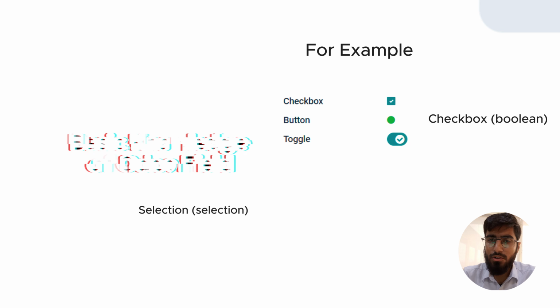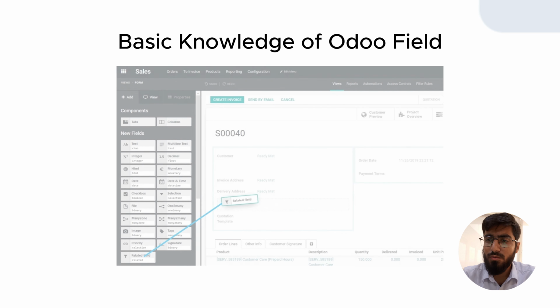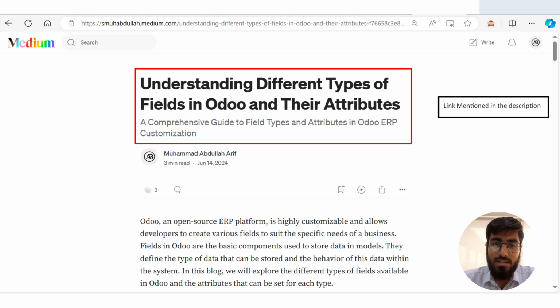From a technical point of view, there are 15 types of fields in Odoo. However, you can choose from 20 fields in Studio as some field types are available more than once with a different default widget. You can also visit this blog to understand different types of fields in Odoo and their attributes.